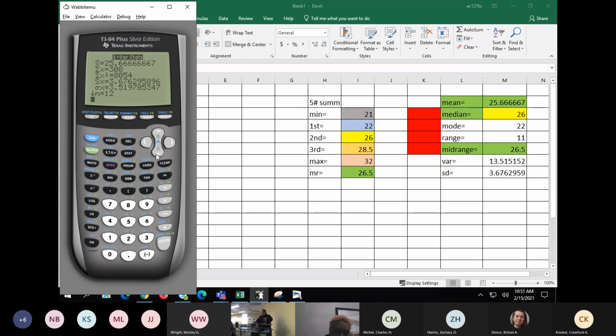Now, scroll down, and guess what it gives you? Somebody tell me what it gives you. 5-number summary. Ain't that neat? Now, do y'all appreciate the calculator? What did you hit to get the 5-number summary? You just go down, just scroll down.